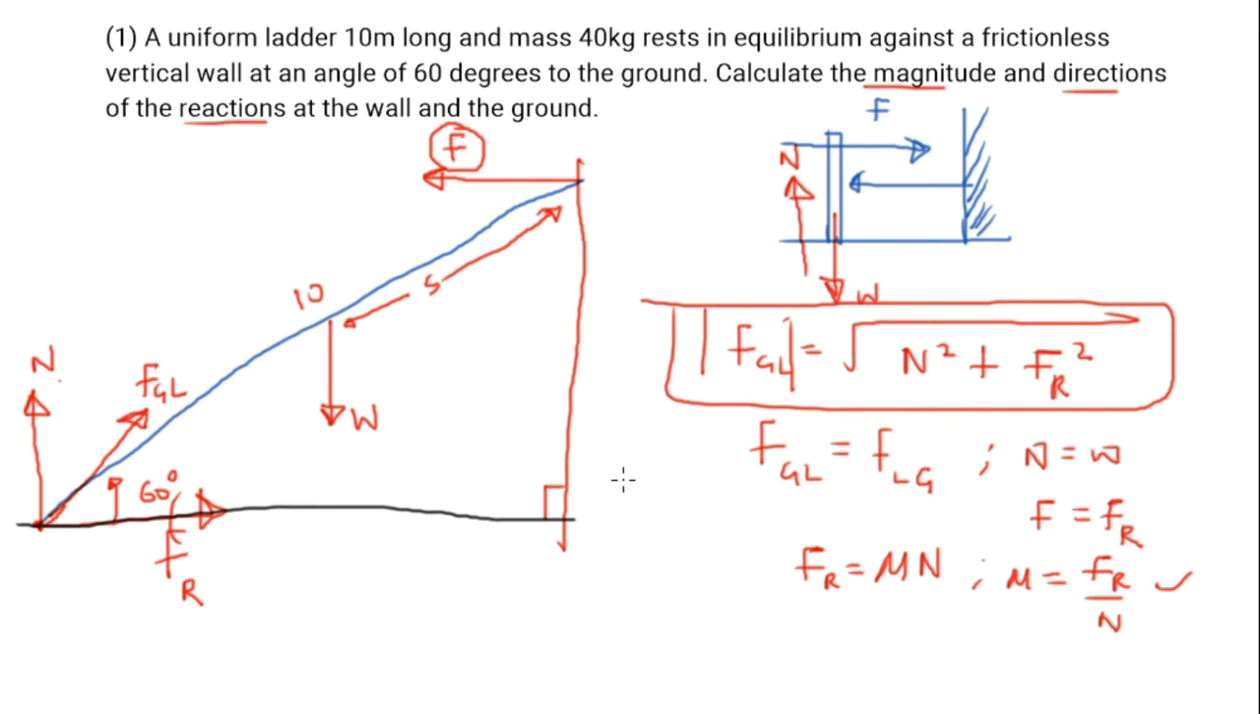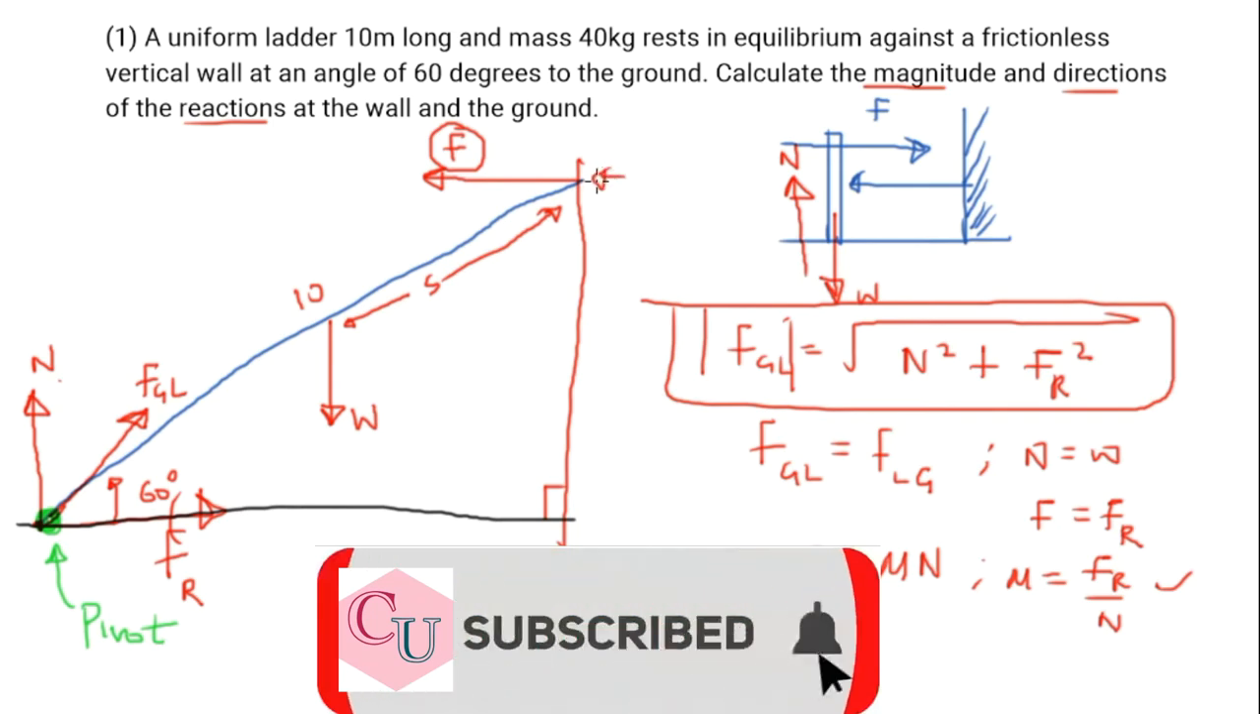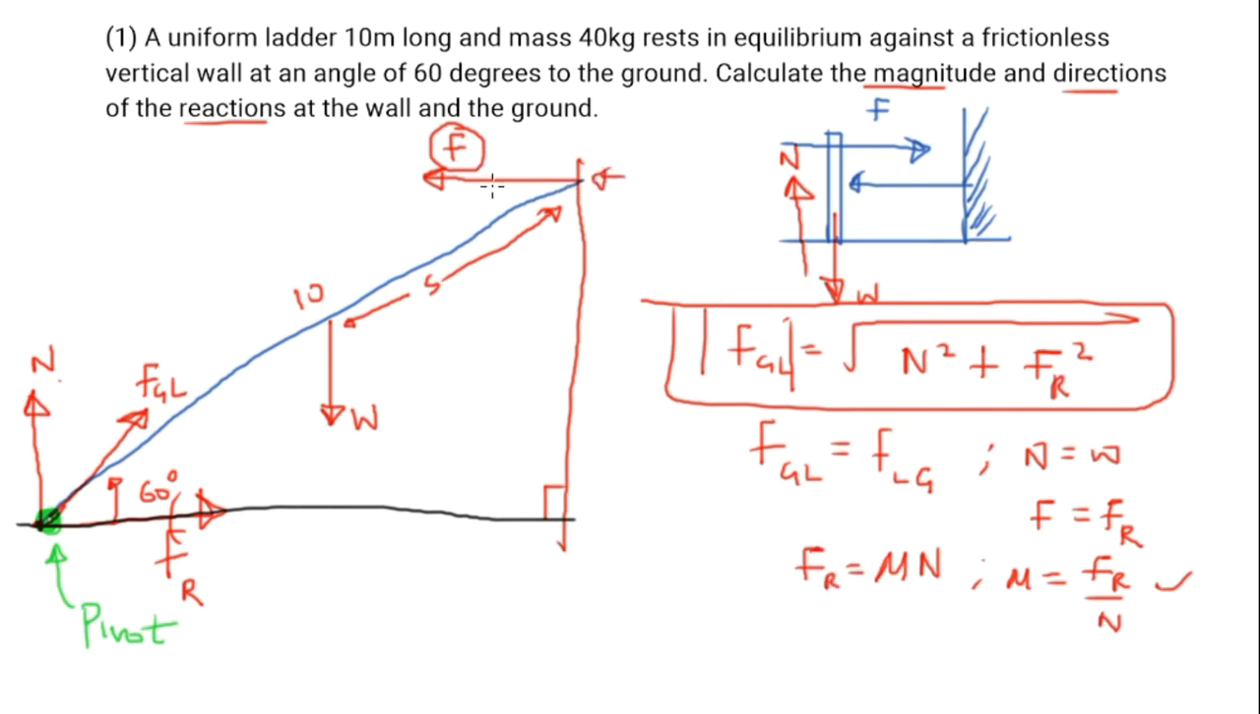Now in order to find the magnitude of this force, we need to assume a pivot. Let's say this is the pivot. The pivot can be at any point, but because we need to find F, we should not place our pivot at this point. If we place the pivot at this point, then the torque at this point will be equal to zero. As a result, we will not be able to find this force, because torque is the product of force and the perpendicular distance from the axis of rotation. So if we place the axis of rotation in this place, the distance is zero, then the torque will be zero.